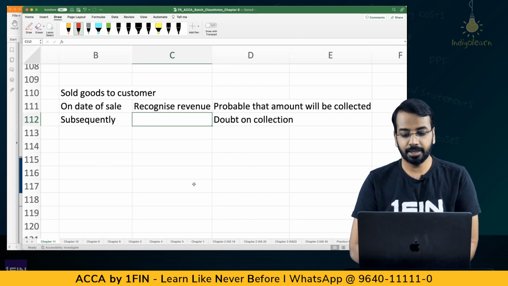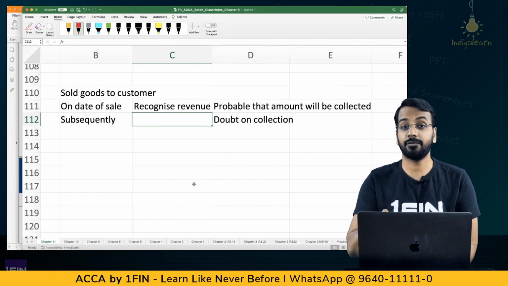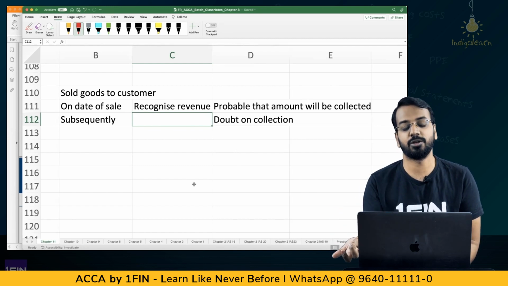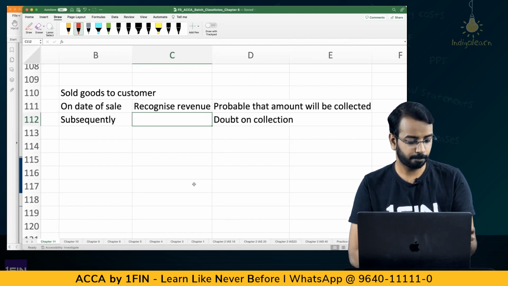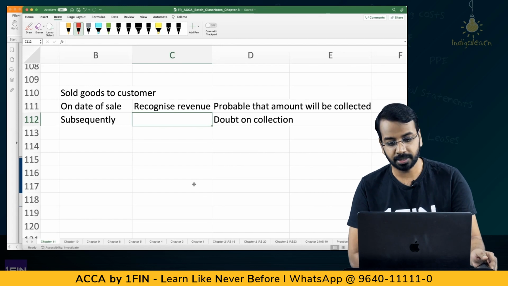Okay, is that a bad debt? That is one question. Should I reverse the revenue is the question. Subsequently, if the customer situation deteriorates, should I reverse the revenue? Yes, no, maybe, don't know. That's also an answer. Provision may be created.